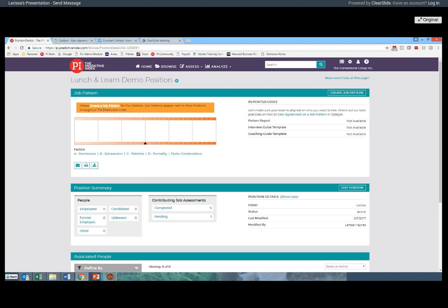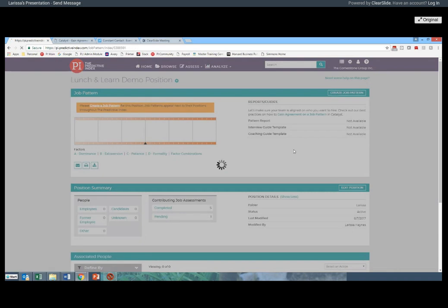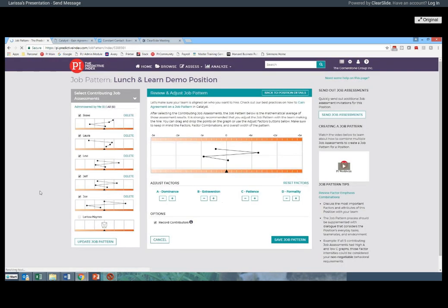A couple different ways to go in. You can go in by create a job pattern, or over here, create a job pattern. You'll see that right now that pattern report or that job report is not available. Let's go into the back end and say create a job pattern.